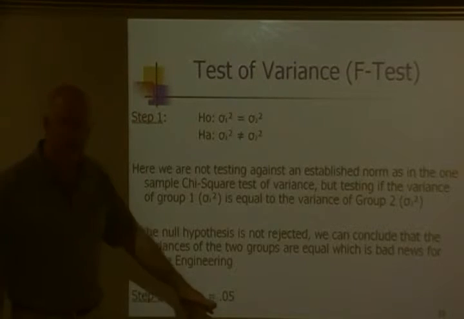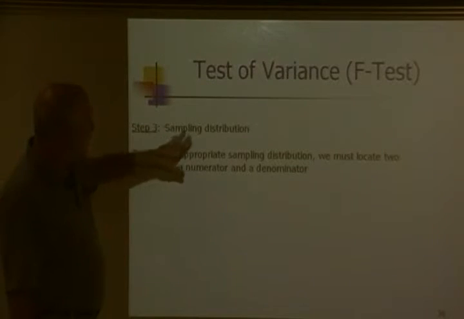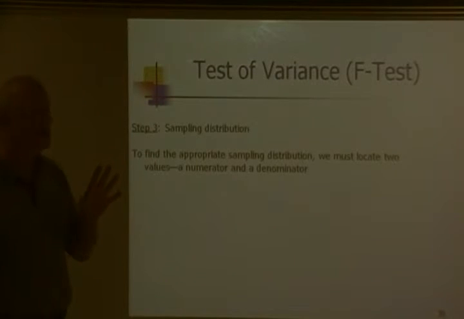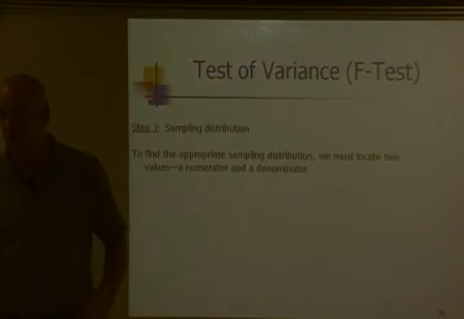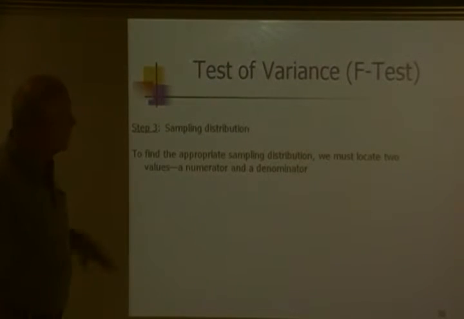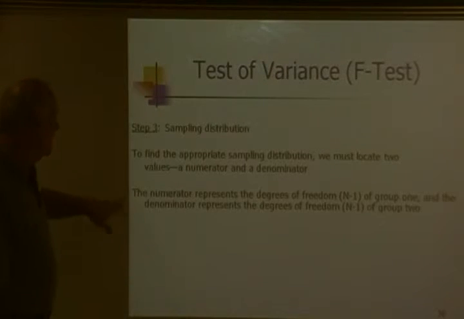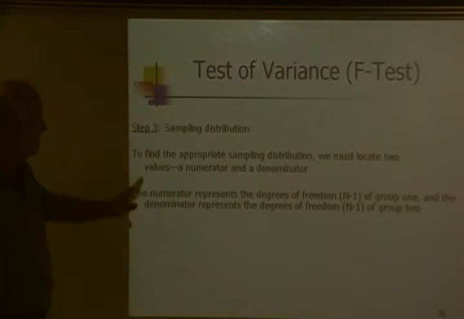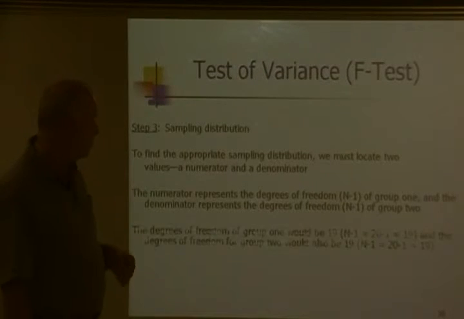All right, step 2, alpha level 0.05. Step 3, sampling distribution. To find the appropriate sampling distribution, locate two values, a numerator and a denominator. So we're going to use the F table in the back of the book. The first group is going to be the numerator, the second group the denominator. The numerator represents the degrees of freedom, n minus 1, for group 1. The denominator represents the degrees of freedom, n minus 1, for group 2.